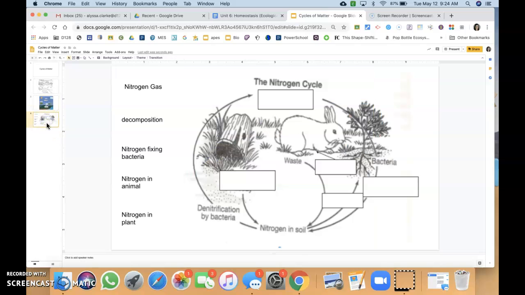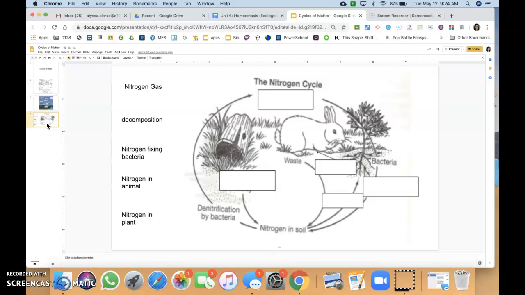The last cycle is the nitrogen cycle. The nitrogen cycle is a bit more difficult. Just like the carbon cycle, we rely on decomposers and we rely on producers to help us cycle this. Nitrogen, just like carbon, is not useful to us unless it's in a solid form. So it has to be converted from a gas down to the actual ground for plants to be able to take in and for us to actually ingest it.